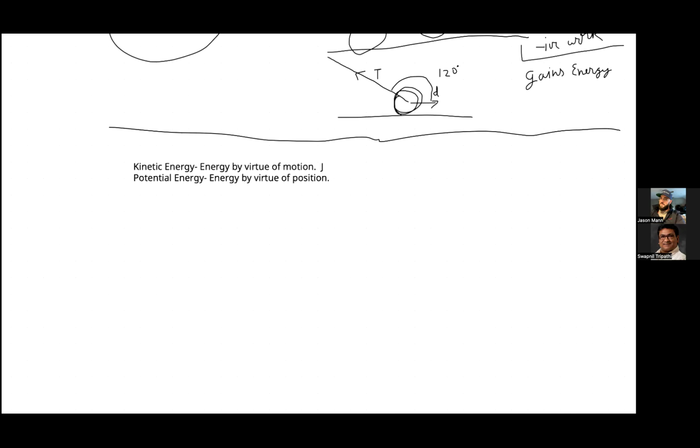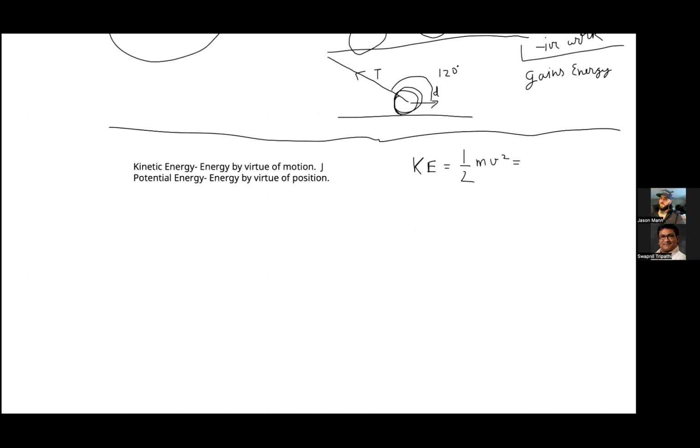Kinetic energy, there are a few different symbols used for kinetic energy. Sometimes it's KE, sometimes it's just K. I like to use KE for kinetic energy, and the formula is half mv squared. So if you know the object that is moving, if you know its mass and the velocity, then half mv squared gives you the kinetic energy.